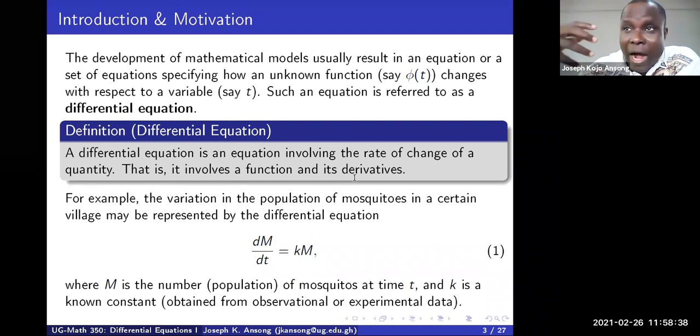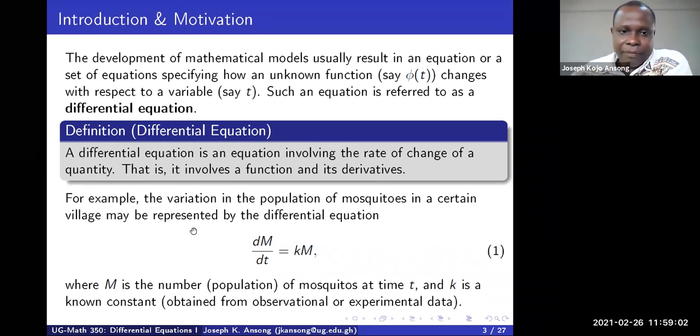If I want to know how phi is changing with time, for instance, I need to find the derivative of phi with respect to time. How it's changing with space, say x, I need to find the derivative of phi with respect to x, and so on. So it's one that involves the rate of change of a quantity. A simple example of a differential equation is what I've written here.